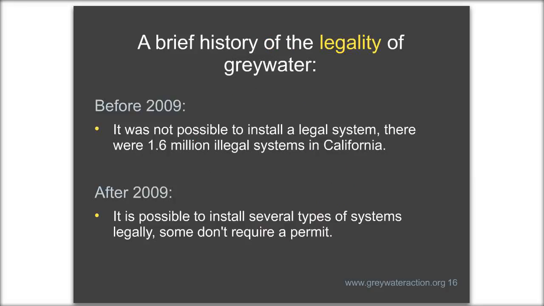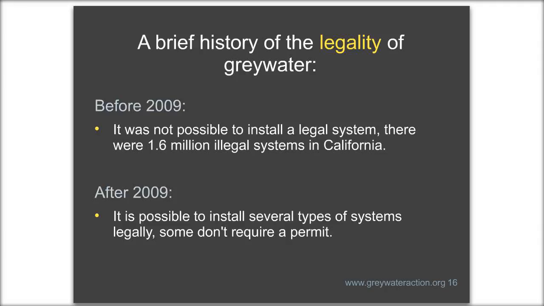Just a little bit of history of the legality of graywater. In California, before 2009, it was pretty difficult to get a permit to install a simple graywater system. So therefore, people still reused their graywater, but they weren't able to get the necessary permits, and so they installed systems without them. There's an estimated 1.6 million illegal systems in California until the code changed in 2009. After 2009, it is possible to install several types of systems legally, and some don't require a permit.